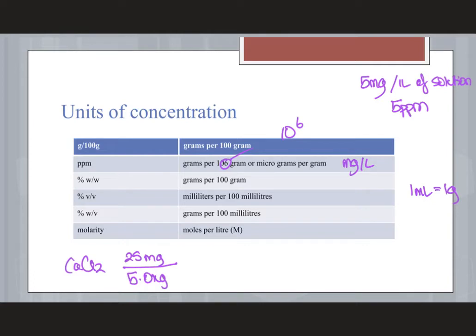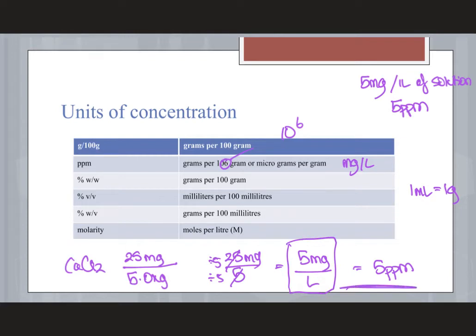Okay, so if I want to get that into parts per million, we're going to use the unitary method. So that's 25 milligrams per 5 liters. That means I'm going to have 5 milligrams per liter. Okay, if I divide both by 5, we're creating an equivalent ratio. 5 milligrams per liter is going to equal 5 ppm. So if we can get it to milligrams per liter, then what is on the numerator becomes my ppm measurement.